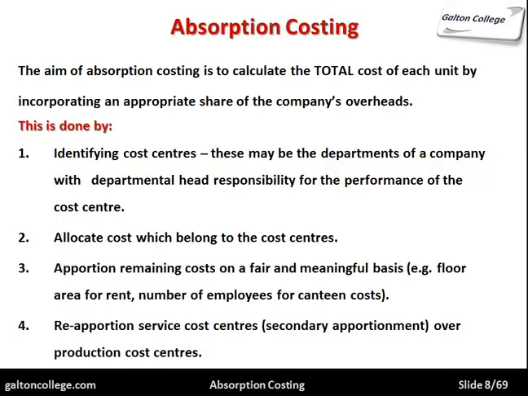Reapportion service cost centres, this is called secondary apportionment, over production cost centres. So it may be the case that simply the cost of a total department is taken, for example the marketing department, and then it's apportioned over the other departments. So it's allocated out and incorporated into the costing for the product.